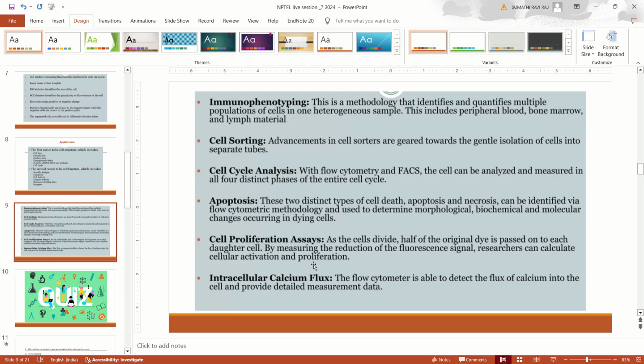How you use this in your experiments, you can design in your own way. Based on the knowledge of the principle of the technique, you can design your own experiments. So this is one example for that.